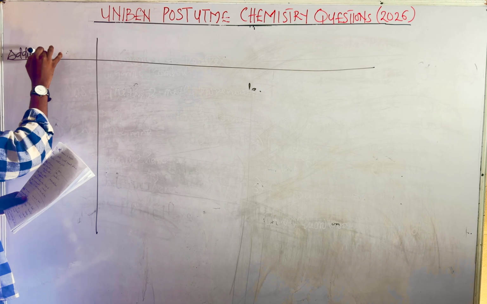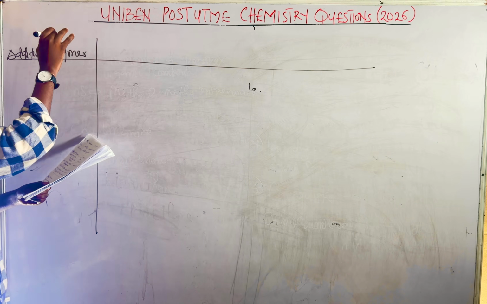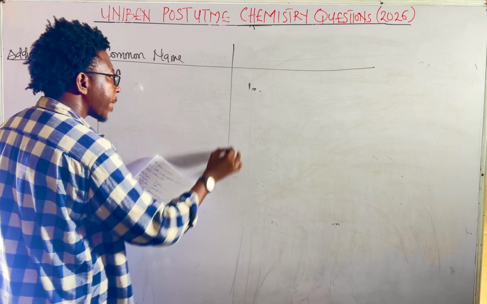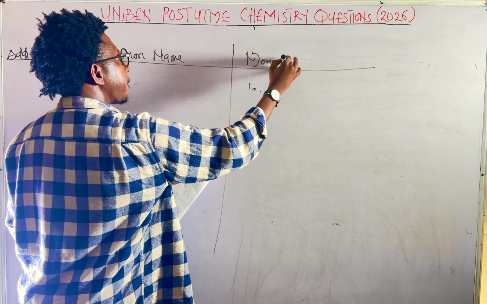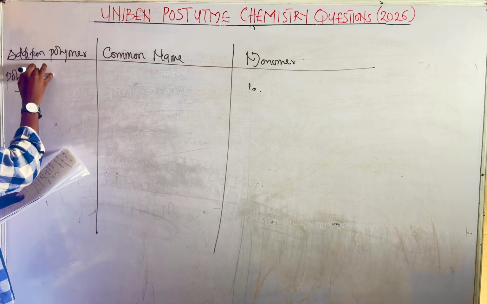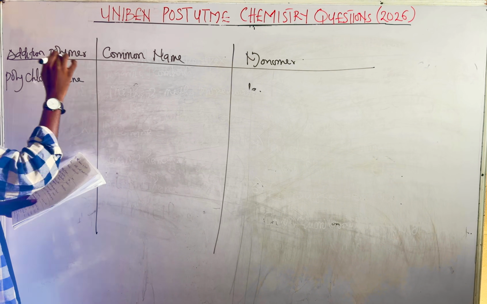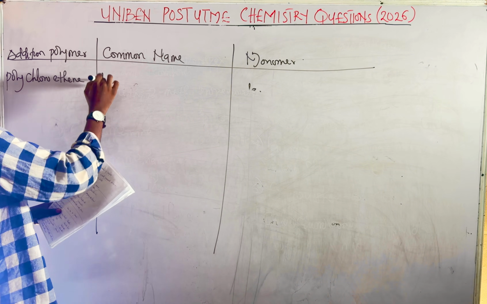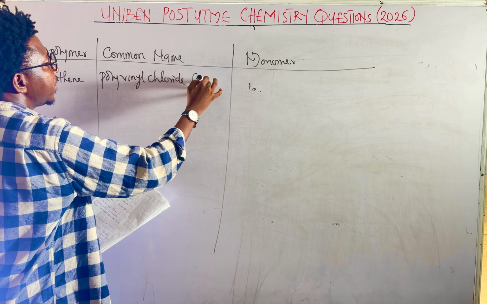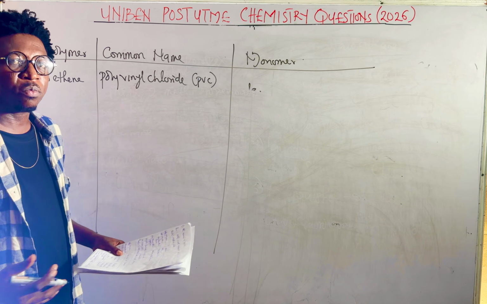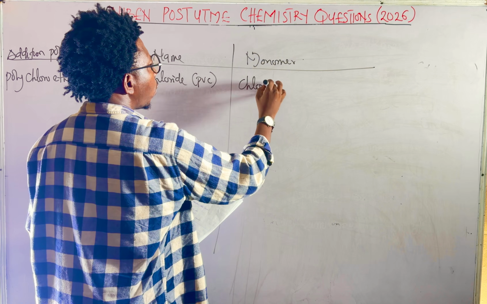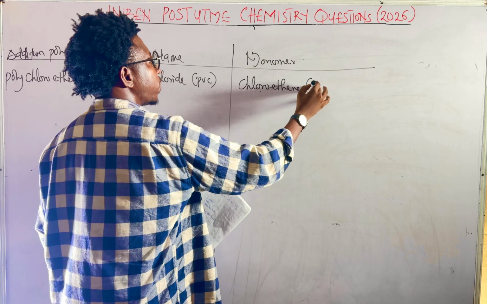Addition polymer, their common name, their monomer. Take notes. Number one is polychloroethene. The common name is polyvinyl chloride, PVC. Used to make table covers, raincoats, ceiling, and the rest. However, the monomer is chloroethene. Chloroethene is also called vinyl chloride.